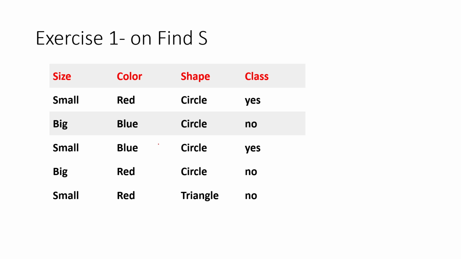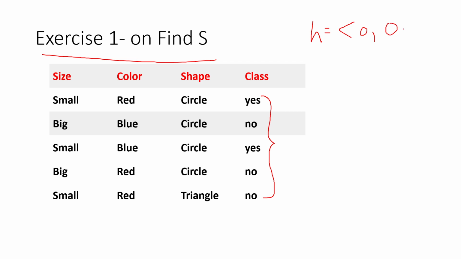I'll give a little hint on this example. Take one more example, having three parameters, and the result could be yes or no. Initially, H is initialized to the most specific case. So we should have three zeros, three phi. That is for three parameters: for size, for color, for shape.